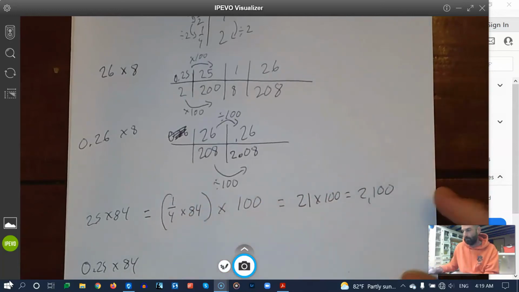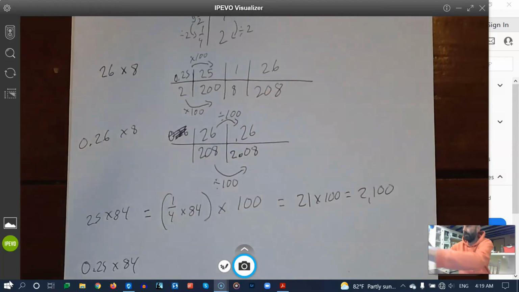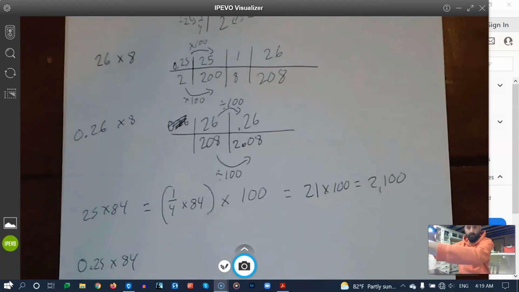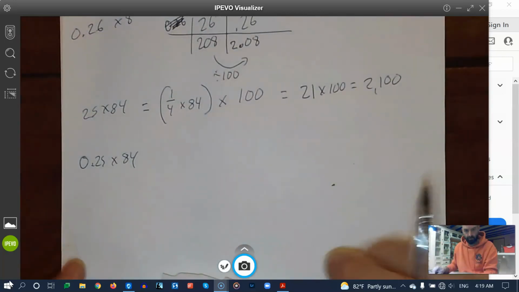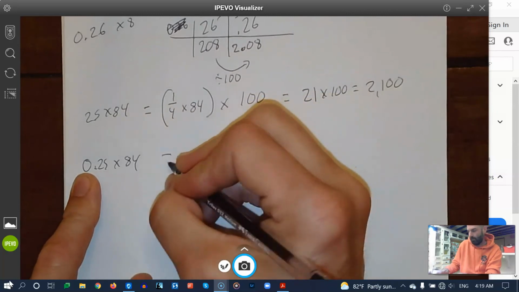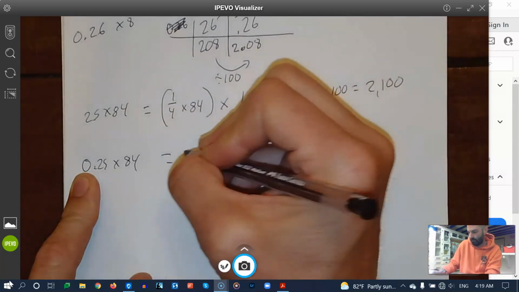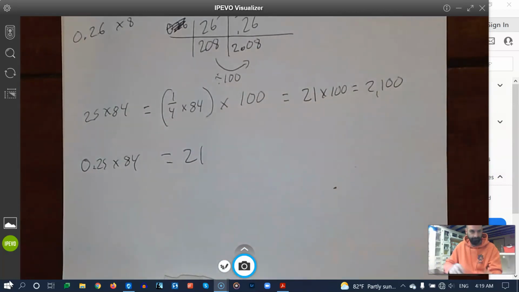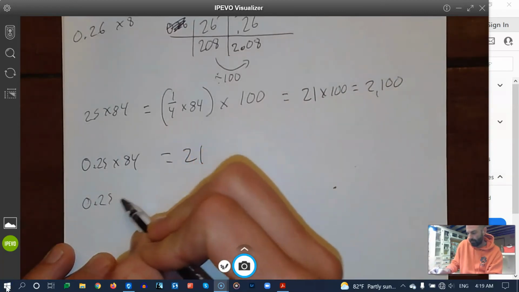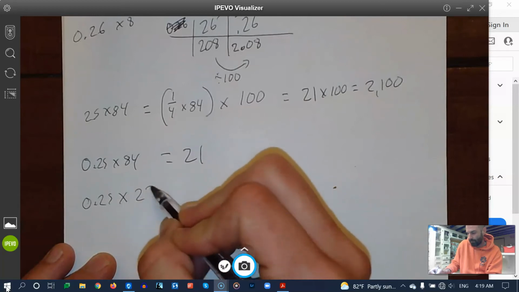3, 2, 1. Feel like Mr. Light, we just solved that. You're right, we did. We did just solve that. Because 25 hundredths of 84 is 1/4 of 84. So we already know that this is 21. And your final problem for this string is 25 hundredths times 23.